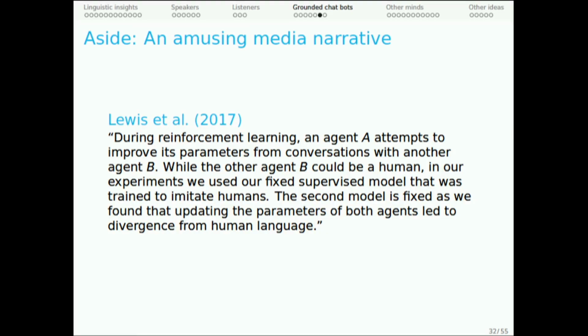During reinforcement learning, an agent A attempts to improve its parameters from conversations with another agent B. While the other agent B could be a human, in our experiments we used our fixed supervised model that was trained to imitate humans. The second model is fixed as we found that updating the parameters of both agents led to divergence from human language. Do you guys remember this now?